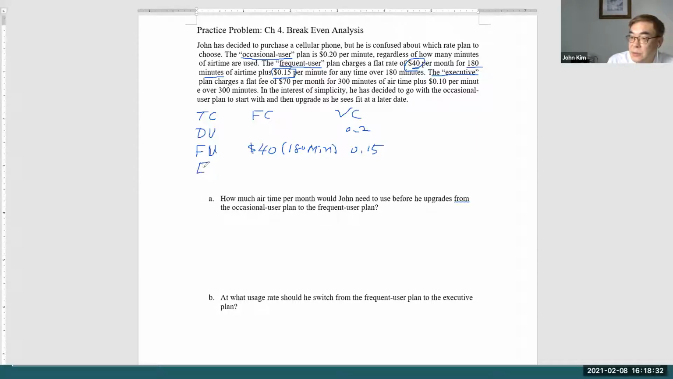And the last, the executive plan, $70 up to 300 minutes. Then after that, 10 cents. So we can develop the total cost. Occasional, let's say TC_O, equals only 20 cents per minute, so 0.2Q. And next plan, total cost frequent equals $40.